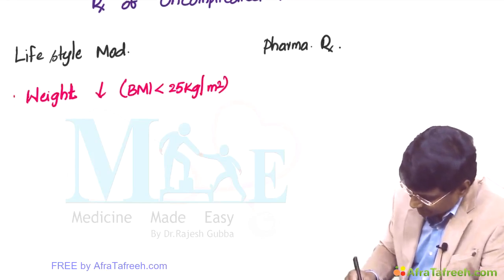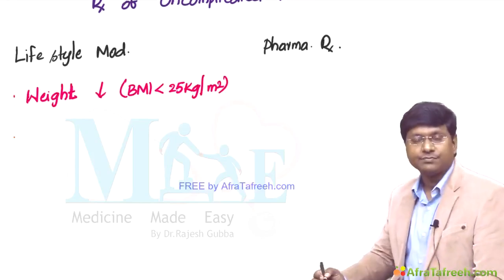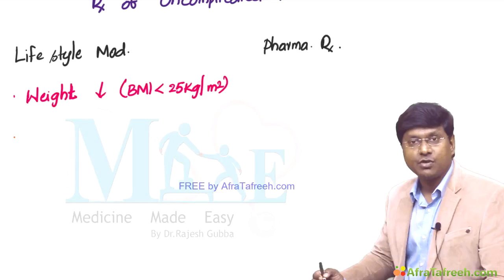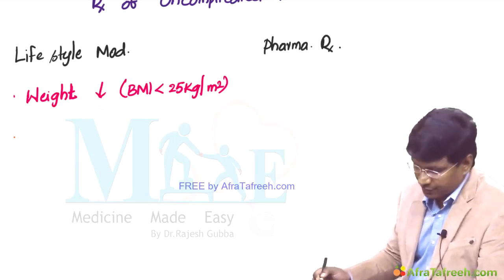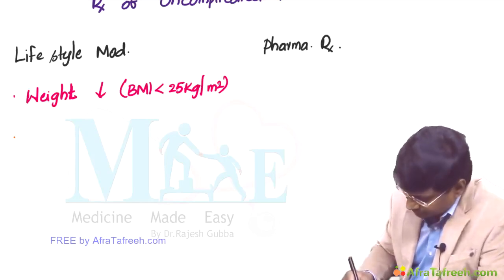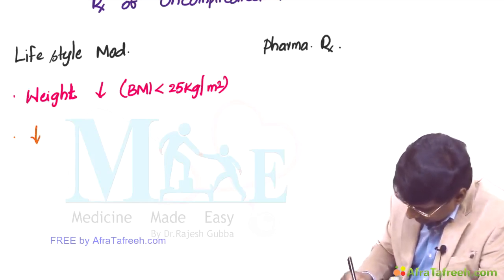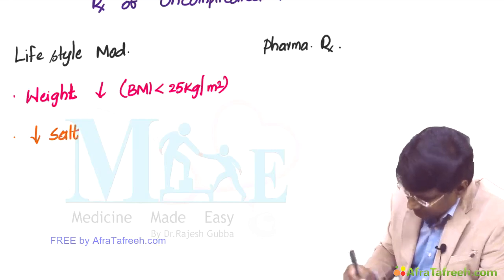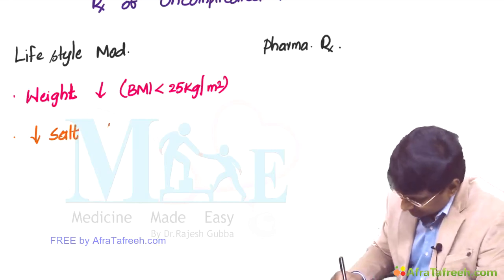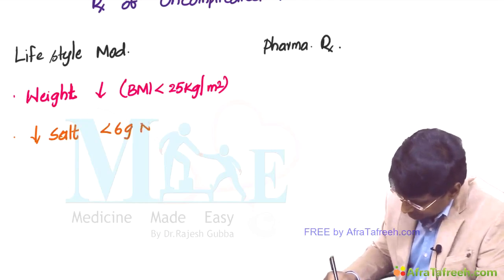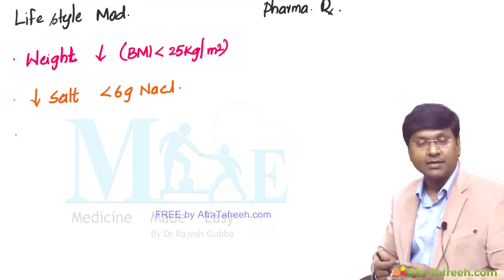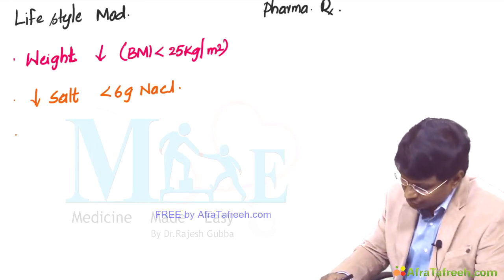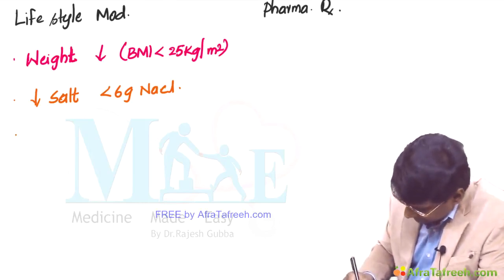Next, the second one is salt restriction. The dietary salt restriction of less than 6 grams of sodium chloride per day is very important as part of your lifestyle modification. Next, you need to adopt a particular type of diet which is called the DASH diet.